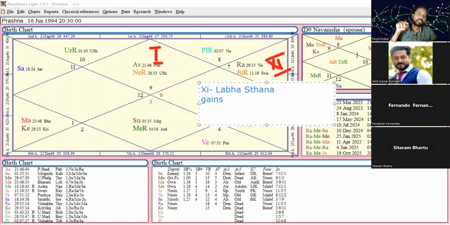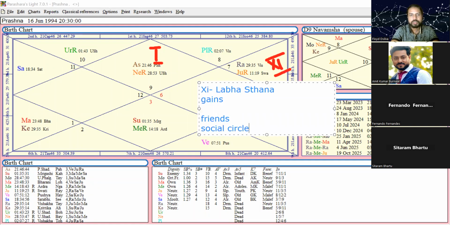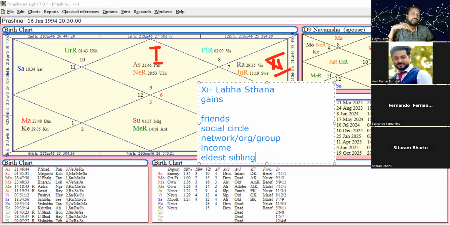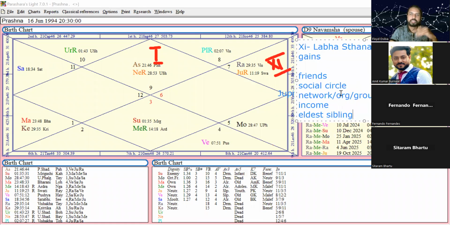So this person can find a partner through her friends, social circle, and also through some kind of network, organization, group, or society. It can also be connected with income, because that comes under gains, and also with the eldest sibling. So, has anything like this happened so far? Actually, she is the elder sibling.